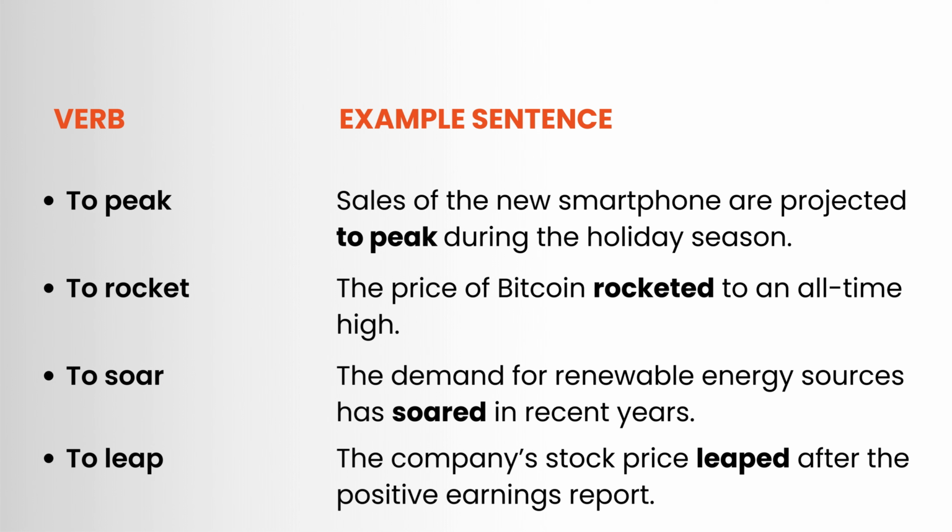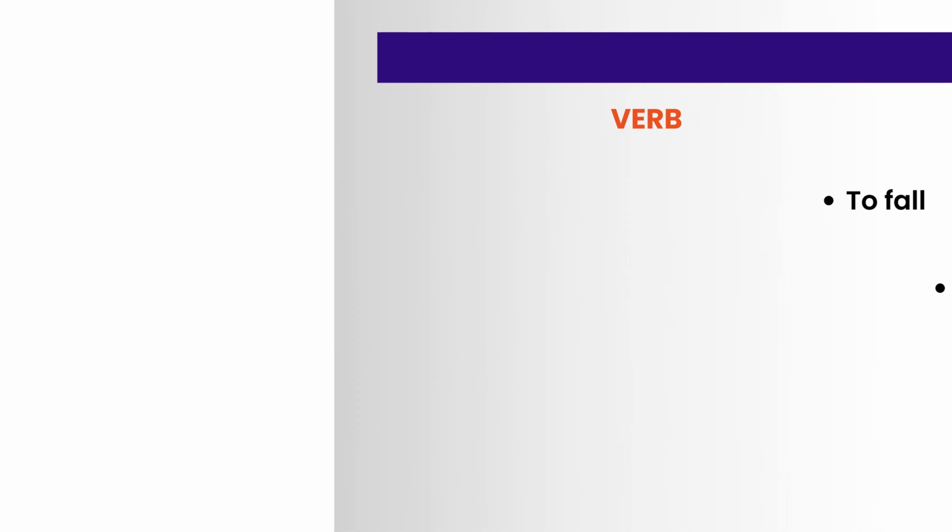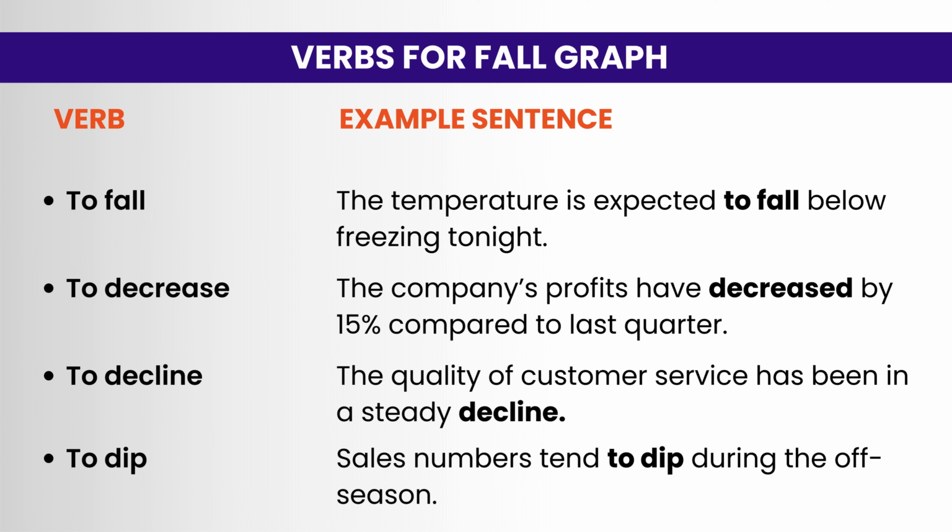To rocket. The price of Bitcoin rocketed to an all-time high. To soar. The demand for renewable energy sources has soared in recent years. To leap. The company's stock price leaped after the positive earnings report. Verbs for fall graph. To fall. The temperature is expected to fall below freezing tonight.